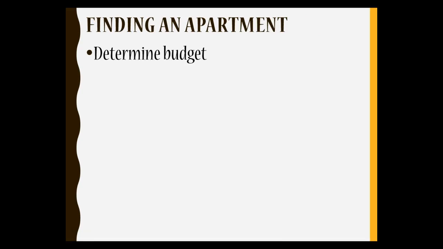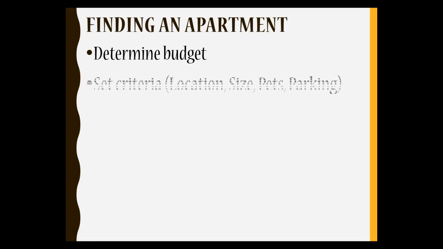So if you're going to look for an apartment, the most important thing you need to do is determine what your budget is. How much money do you have available each month to pay for rent? Because there are a lot of apartments that run the whole spectrum of cost, and you need to figure out what is the maximum you can afford, what is the maximum you're willing to pay, and then begin to look from there. You also need to set a list of criteria.